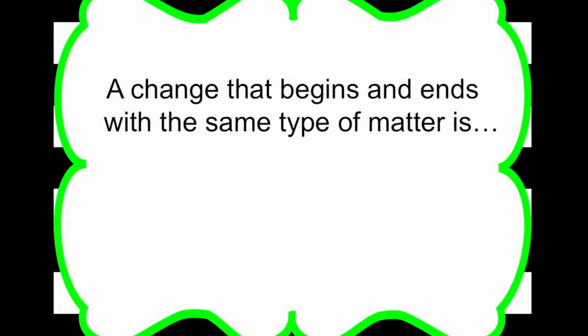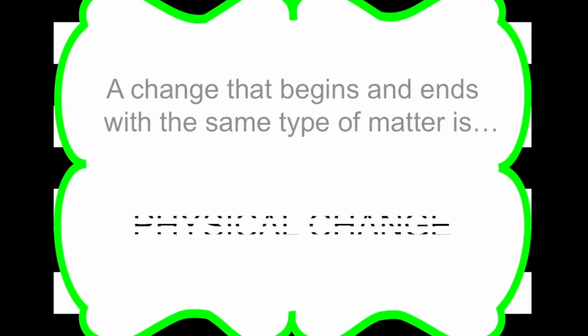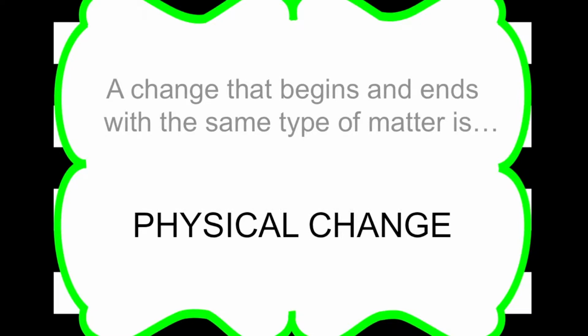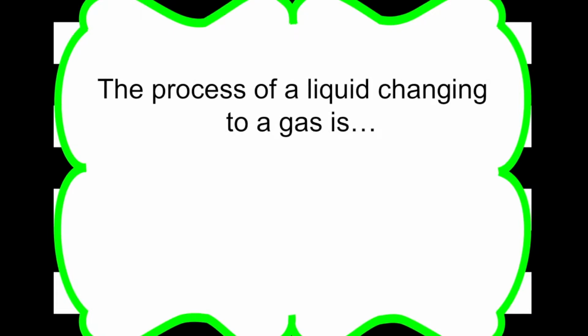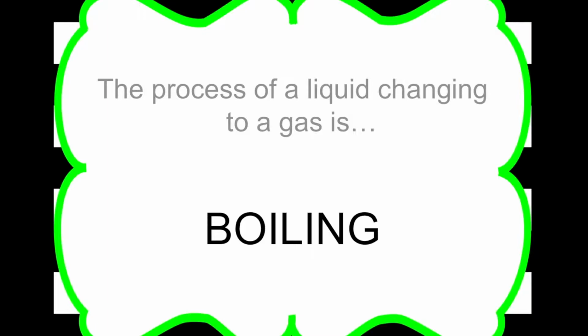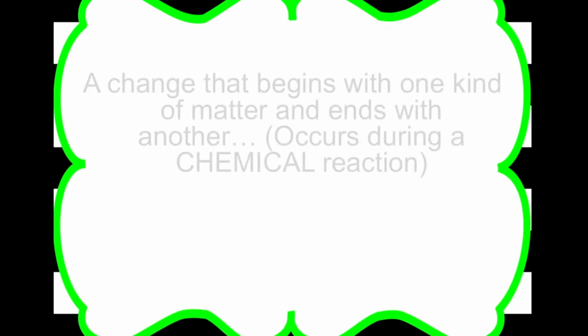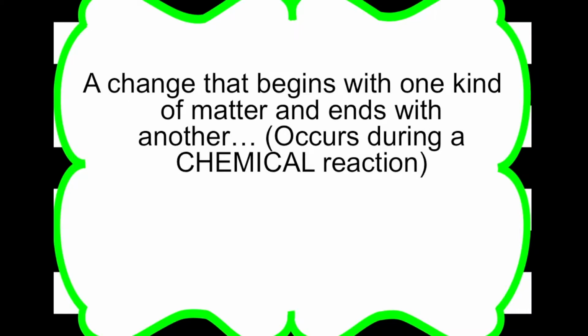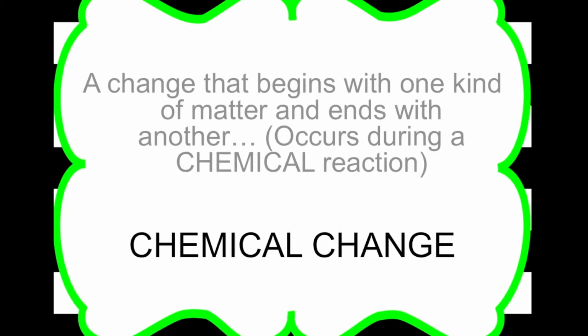Now, a change that begins and ends with the same type of matter. What is that? That's right, it's physical change. The process of liquid changing to a gas is called boiling. Excellent. A change that begins with one kind of matter and ends with another, occurring during a chemical reaction? What do you think this is? Chemical change.